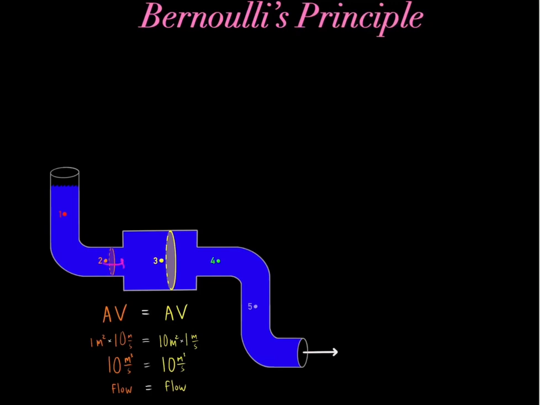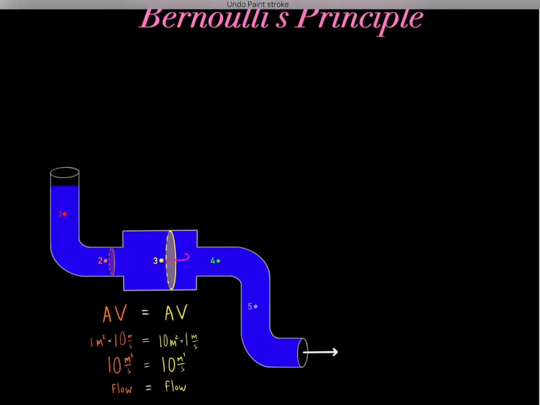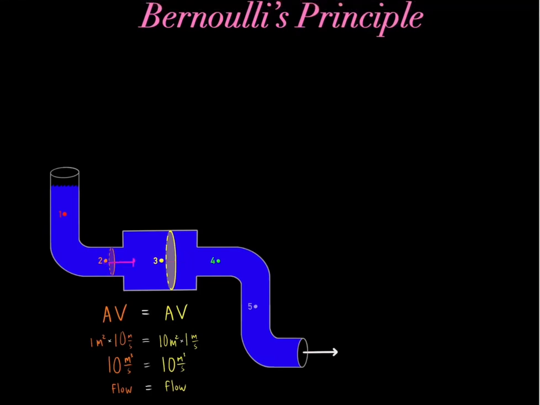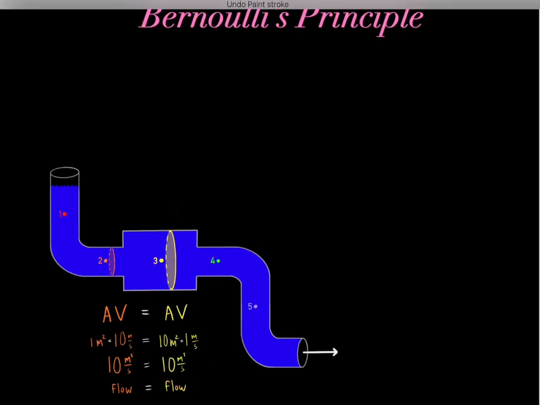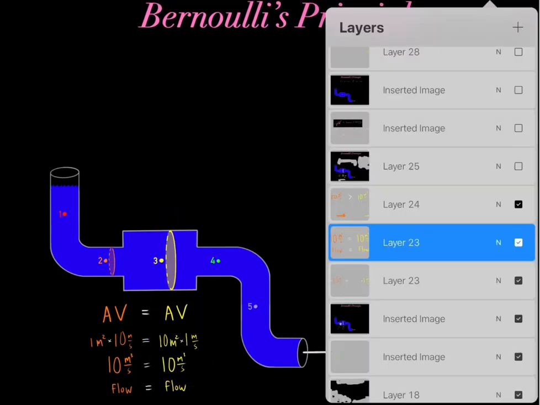So therefore, the flow going through any region has to equal the flow going through another region. If the flow entering this region is 10 meters cubed per second, then the flow leaving this region must be 10 meters cubed per second. This is the continuity principle.